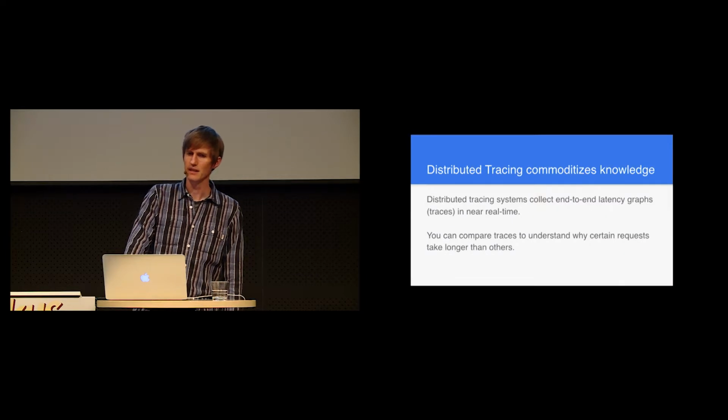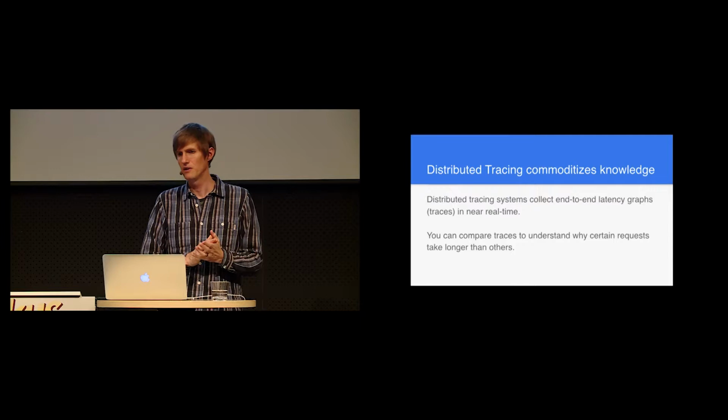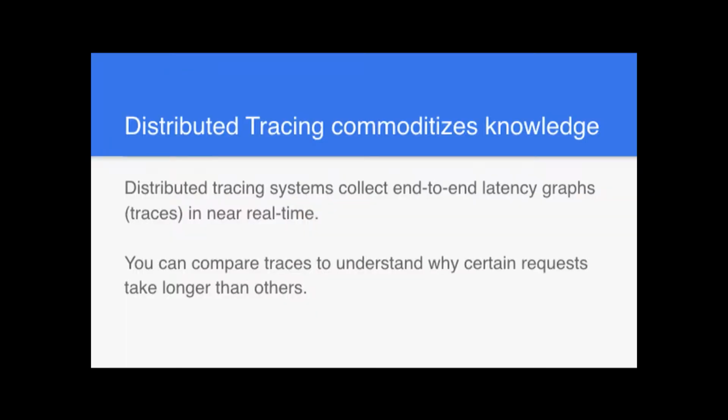In distributed tracing, what I think is nice about it and what it does well is, first off, it's a commoditization of knowledge. I think that's what tools that we sometimes say help us with observability. They're helping to explain something that's otherwise really difficult, if possible, to do.